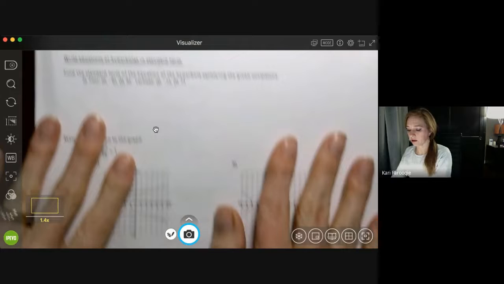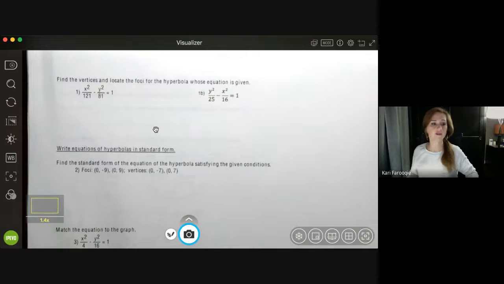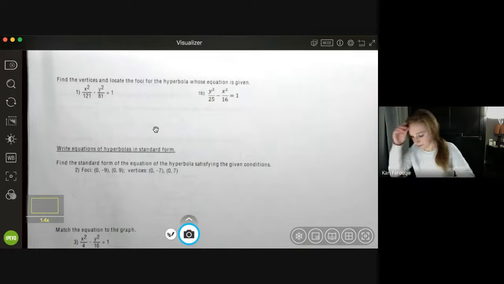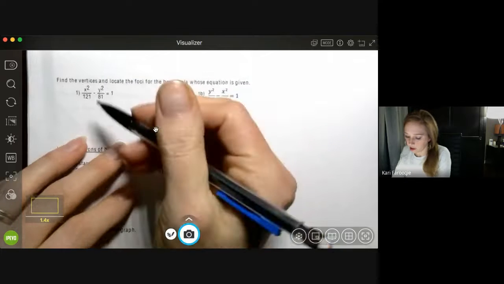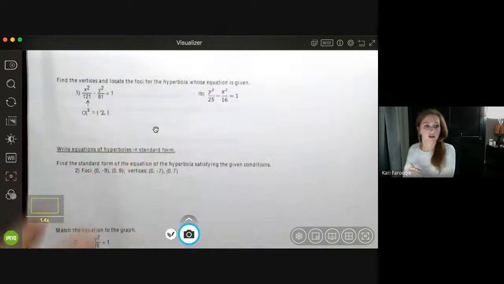Okay. So the first thing we're going to do is just start out kind of basic here and find the vertices and locate the foci for the hyperbola. So let's start there. We'll first locate the value of a squared. Then we'll talk about what the value of a must be. And then from there, we'll look for c to determine the foci. So remember that for hyperbola, a squared is always in the denominator of the first term or the positive term. So we would say that a squared is 121.